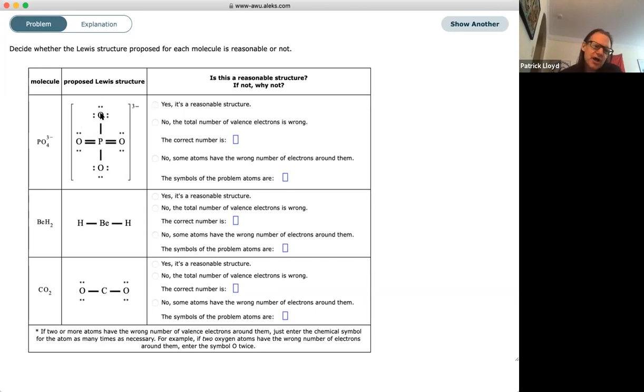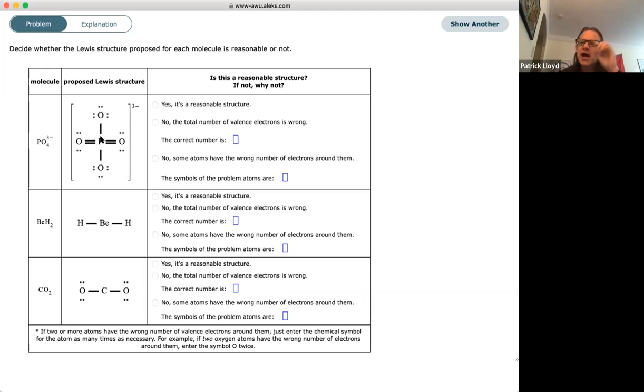Now, let's do the oxygens. Each oxygen has 8, so that's good. Nothing wrong with that. Shouldn't have more than 8. Shouldn't have less than 8, greater or fewer. Phosphorus, now, this one has more than 8, right? So is that a problem? It was a problem for the oxygen, but phosphorus is in the third row. So it maybe can have more than 8. So how many does it have? 2, 4, 6, 8, 10, 12. That's a lot, right? 12 is a lot more than 8.